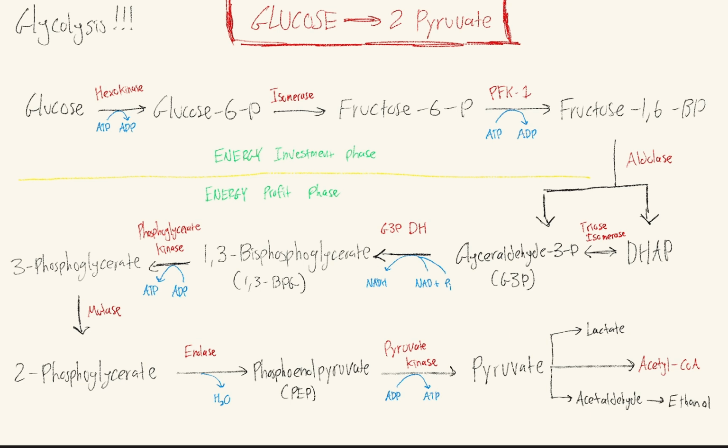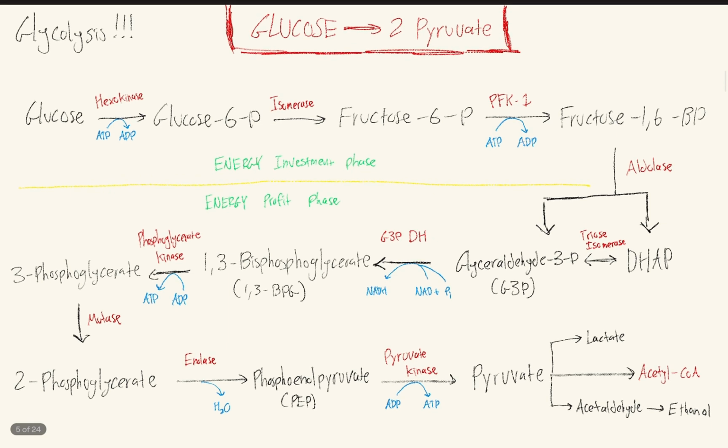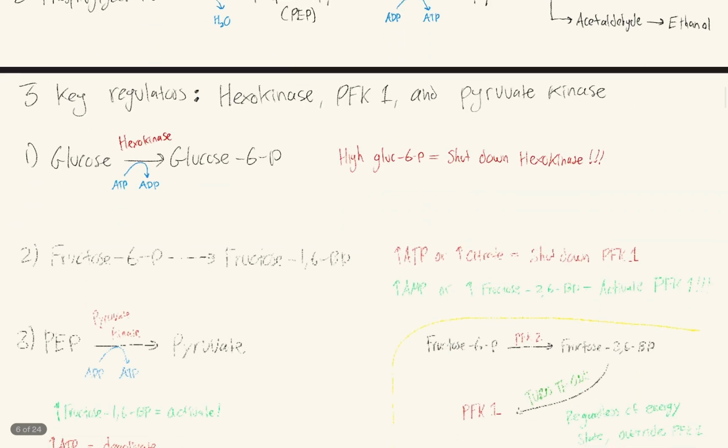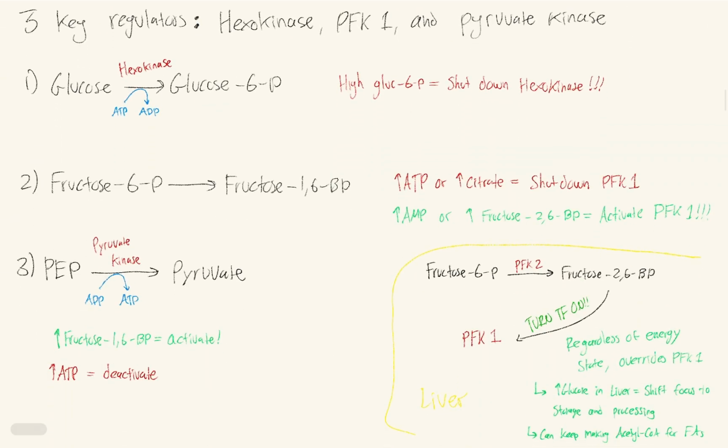Now, I could end it here in glycolysis, but I did want to illustrate that pyruvate does have a couple of fates that we'll talk about more, some of which are lactate, acetyl-CoA production, and ethanol if you're like a yeast cell, which we're not. But anyway, this is the generic map of glycolysis. That said, I would like to talk about the 3 key regulators, which are hexokinase, phosphofructokinase 1, and pyruvate kinase.